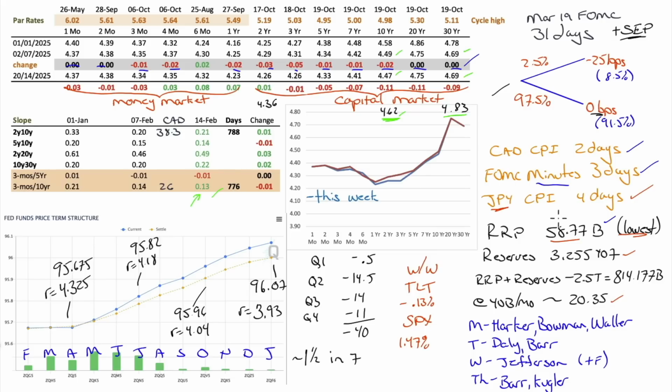But as soon as this hits zero, then these start dropping. Reserves start dropping at about the same speed that the reverse repo has been dropping. It'll pull these reserves out of the system into the money market.